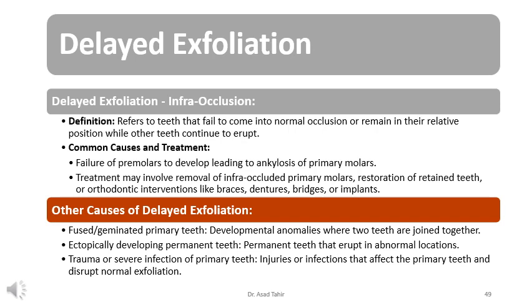Fused or geminated primary teeth, developmental anomalies where 2 teeth are joined together. Ectopically developed permanent teeth that erupt in abnormal locations. Trauma or severe infection of primary teeth, injuries or infections that affect the primary teeth and disrupt normal exfoliation. Understanding these disturbances and their associated conditions is crucial for providing appropriate dental care and addressing any systemic issues that may be present.